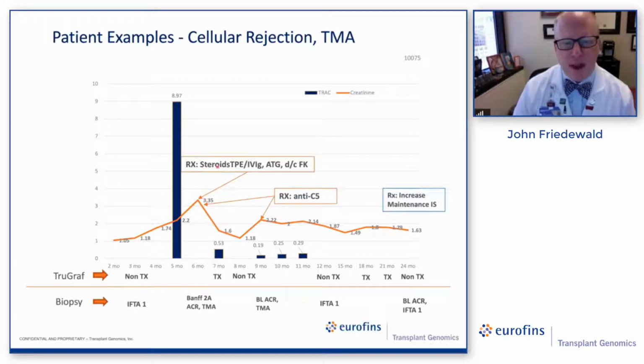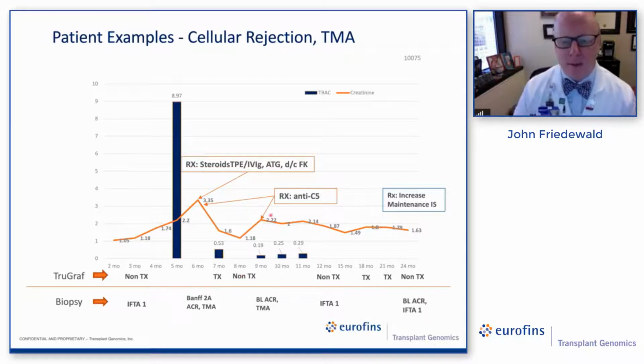The patient was treated with steroids. And because of the thrombotic microangiopathy, they were also treated with plasmapheresis and IVIG. They were given antithymocyte globulin, and their tacrolimus was discontinued, thinking that was contributing to the thrombotic microangiopathy. The patient improved. The cell-free DNA improved. And the TruGraf test went back to TX after treatment of rejection here. But again, a month later, a follow-up TruGraf test, and I'll show you the value of follow-up testing after a rejection episode, the TruGraf is back to being non-TX.